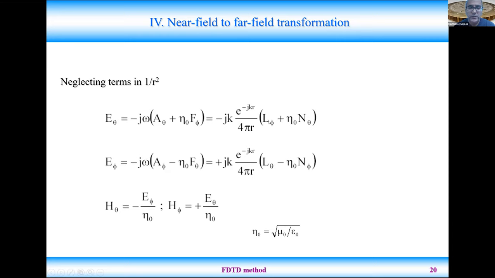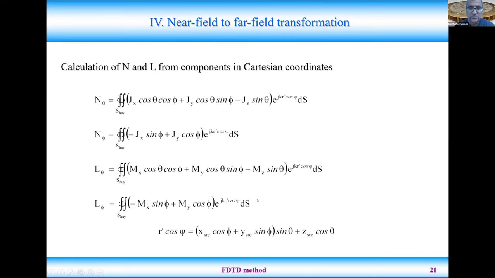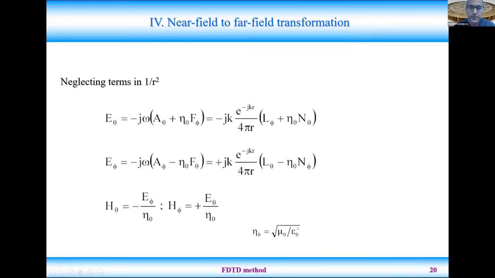So now we have to resolve L phi, L theta, N theta, N phi. And we can get H theta and H phi by using this relation. So eta zero is the square root of mu zero over epsilon zero. So it's the intrinsic impedance of the plane wave in free space. Actually, the intrinsic impedance of the vacuum.